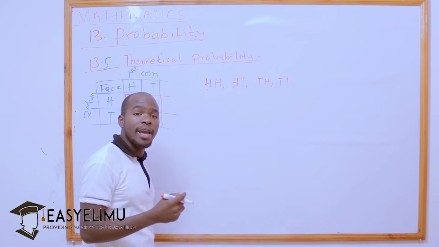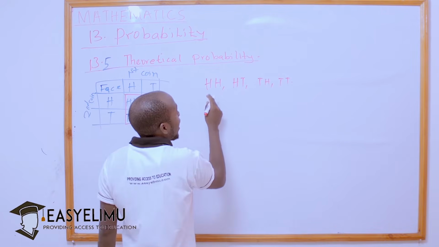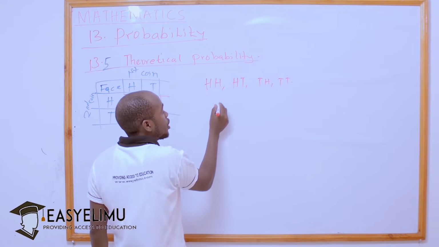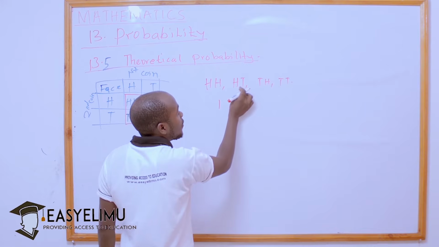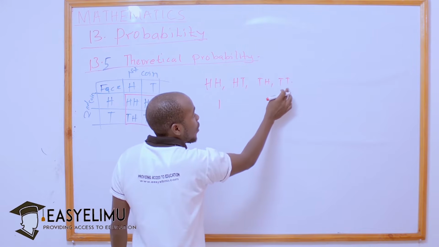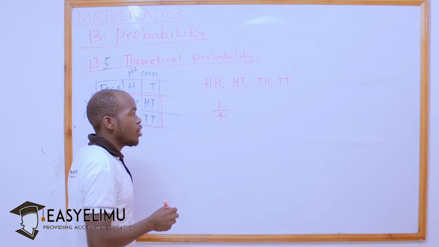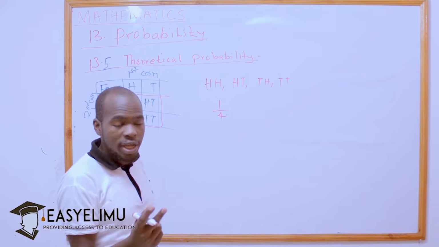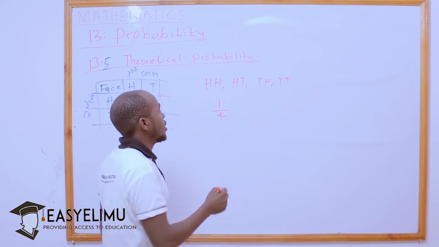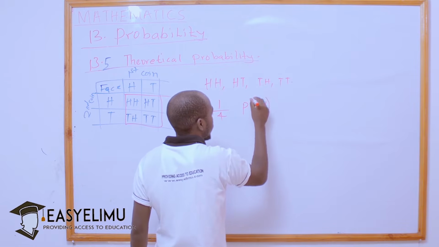So if the coins were tossed together, you will find out that for a head and head we are having 1, here is 1. We're having another space 1, another one 1. So the total of them are 4. So it will be 1/4 of obtaining 2 heads. This one is the probability of obtaining 2 heads.